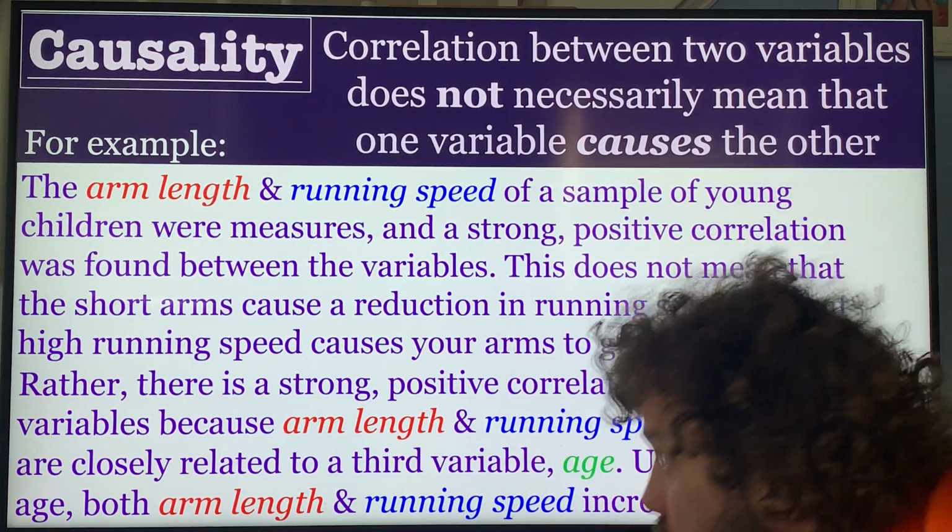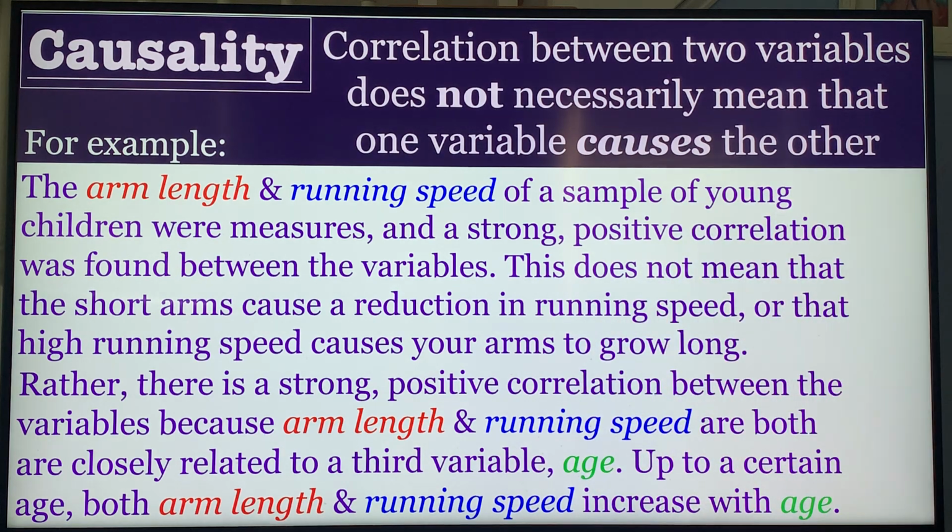Okay? It says this does not necessarily mean that short arms cause a reduction in running speed or that high running speed causes your arms to grow long, right? What this pretty much just means is there's a strong positive correlation between the variables because arm length and running speed are very closely related to a third variable that was not given. And the variable is age, okay? The older that you are, the longer your arms are, right? The older you are, the faster you run, until you get to about your 20s, then it starts going down.